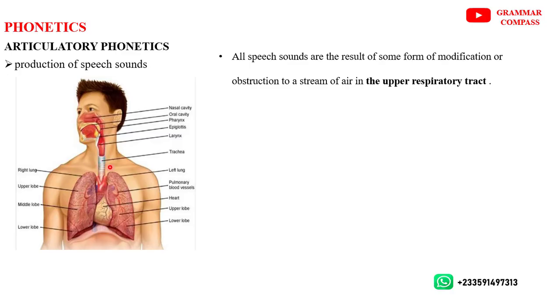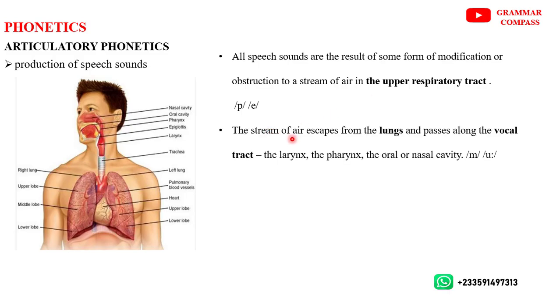All speech sounds begin as a stream of air coming from the lungs. Whenever you produce any speech sound, there is an obstruction of the stream of air in the upper respiratory tract. For example, if you pronounce p or e, there is an obstruction of the air coming out from your lungs. The air doesn't just come out freely. It is shaped and changed as it passes through different parts of the vocal tract.